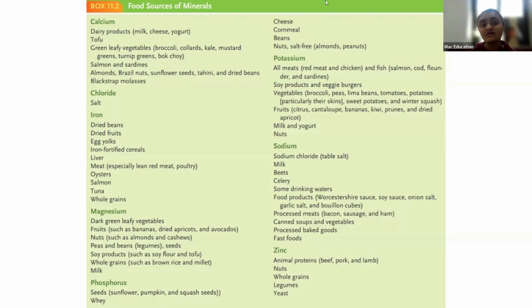From where do we get calcium? From dairy products like milk, cheese, yogurt, from tofu, from green leafy vegetables like broccoli, collard, kale, mustard greens, turnip greens, and bok choy. These are the examples. I can understand that these foods are something new for you, but you have to just Google it and try to remember it.